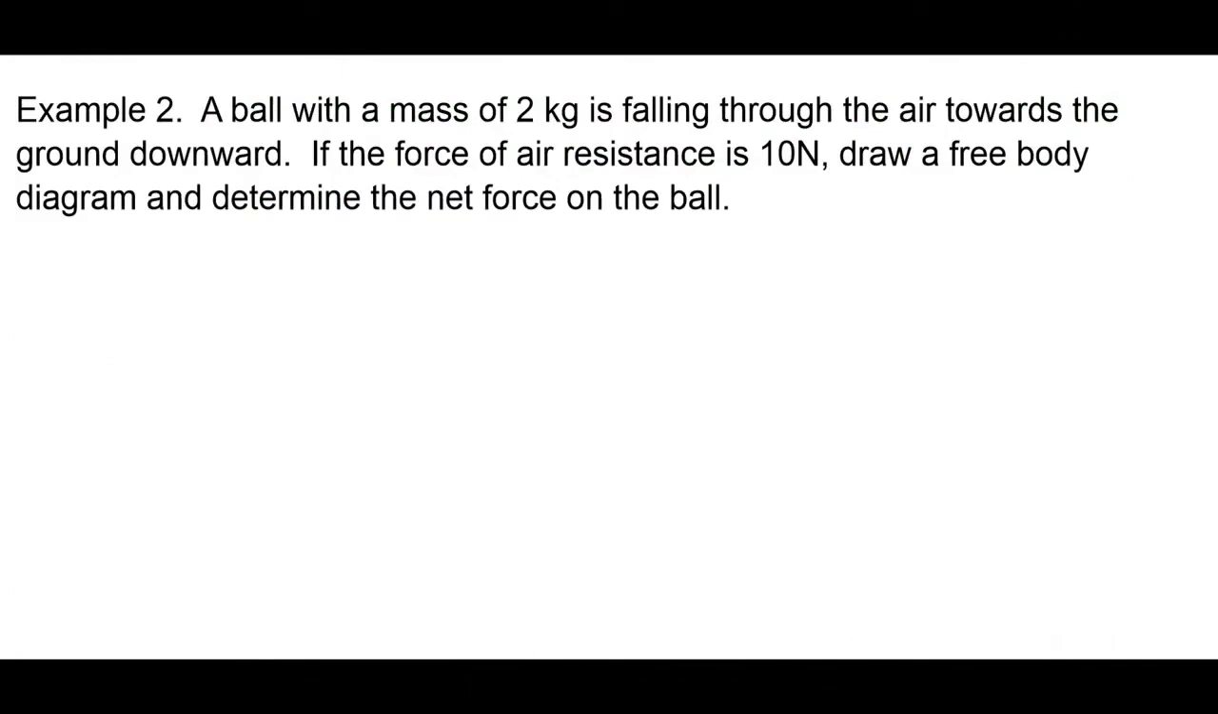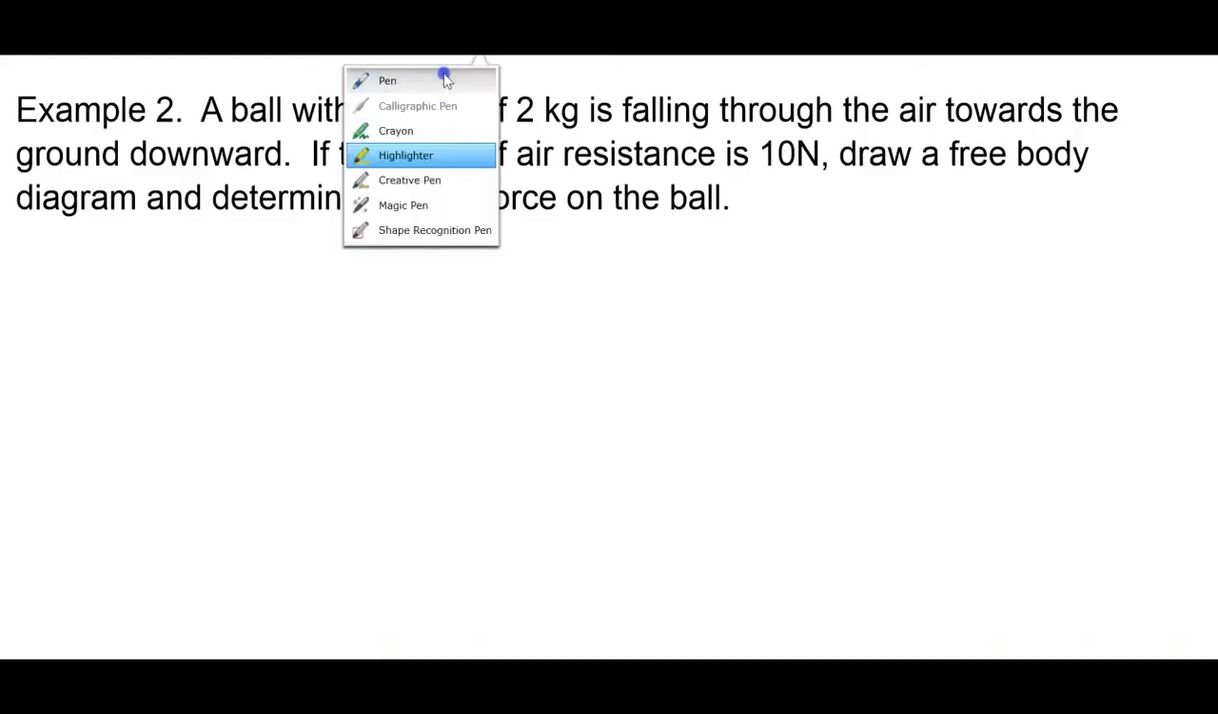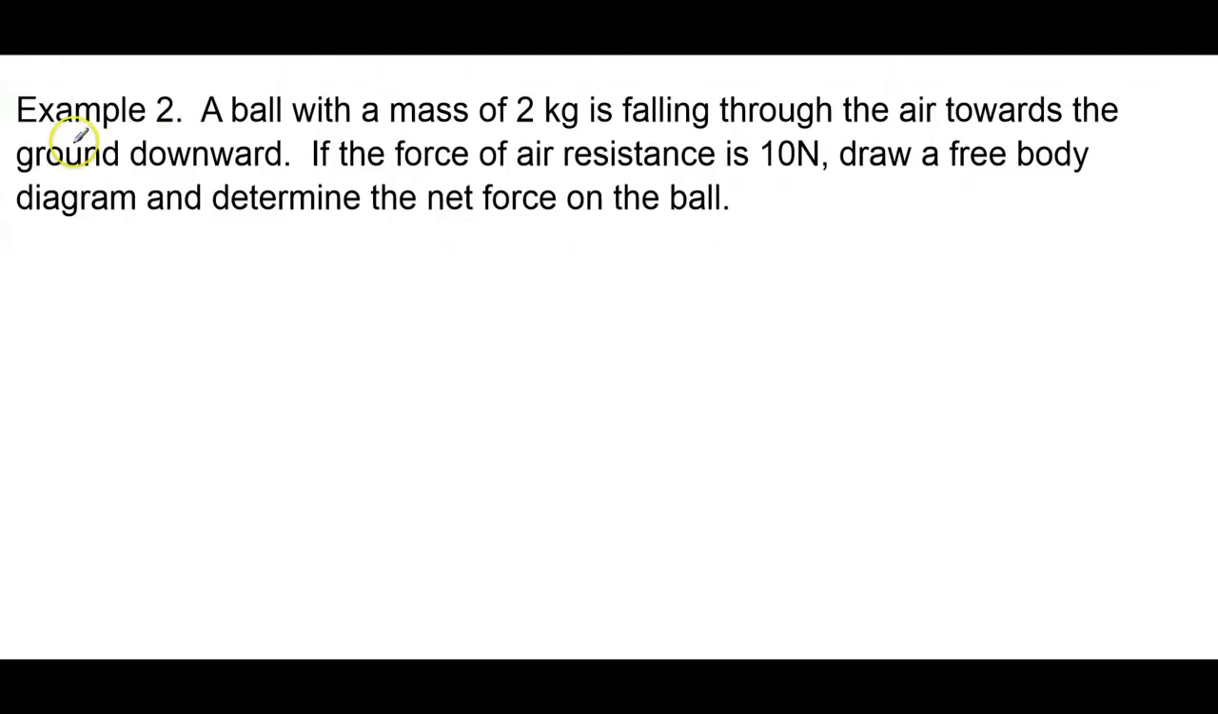Okay, so we're going to look at one more example together as well, where there's just one extra calculation involved. A ball with a mass of 2 kilograms is falling through the air towards the ground, downward. If the force of air resistance is 10 newtons, draw a free body diagram and determine the net force on the ball. So always start with the free body diagram because it might help you to visualize what's happening. So here's our ball.